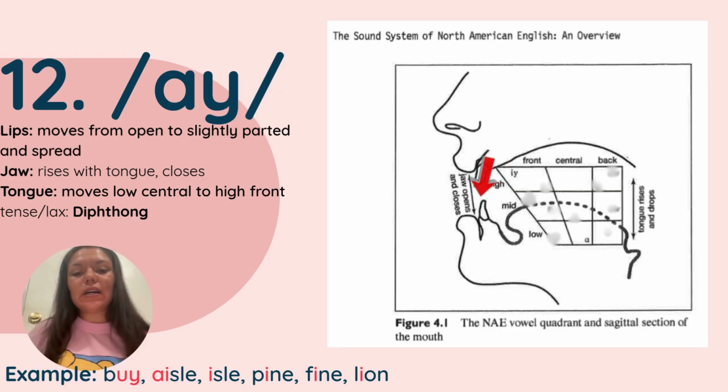I. And our jaw rises with the tongue and closes. Our tongue moves from low and central, as we see here in the quadrant, to high and front, and it just glides across the quadrant here. And we hear this I and we see this I sound with simple I's and AI's, as well as combinations of U and Y. Examples of these words are by, aisle, isle, pine, fine, and lion.